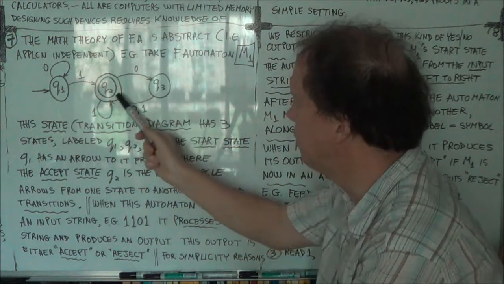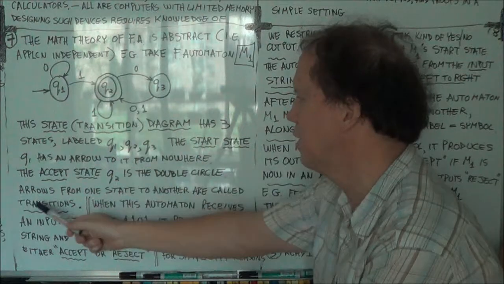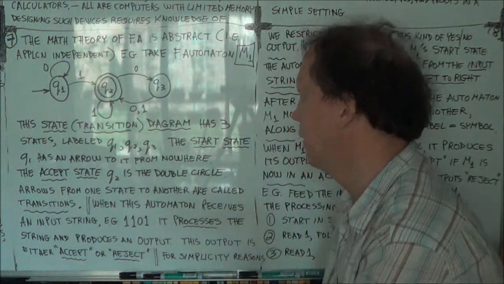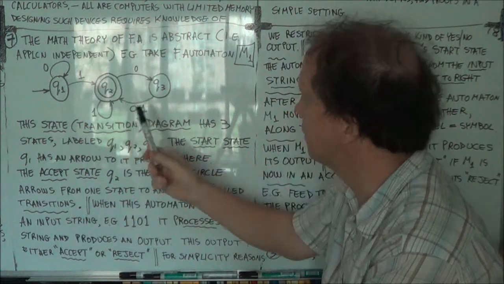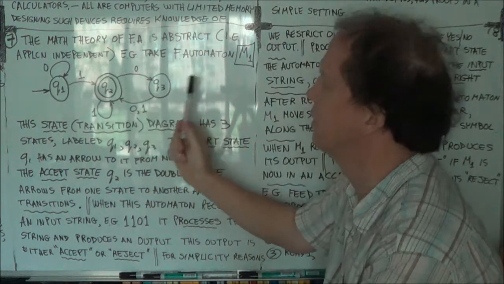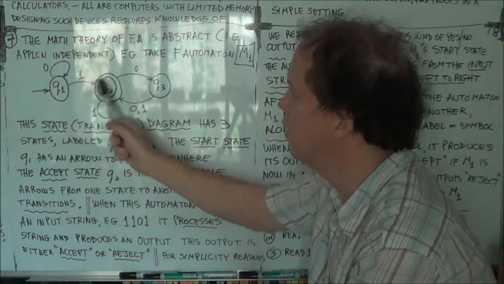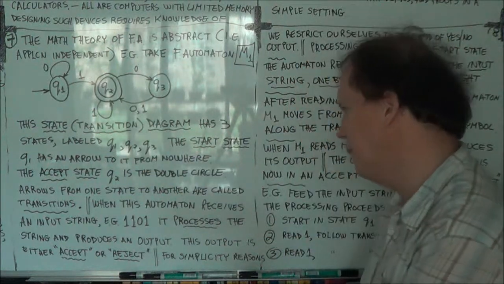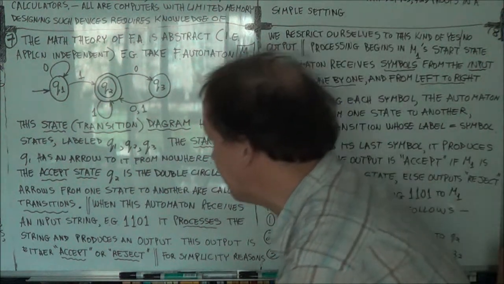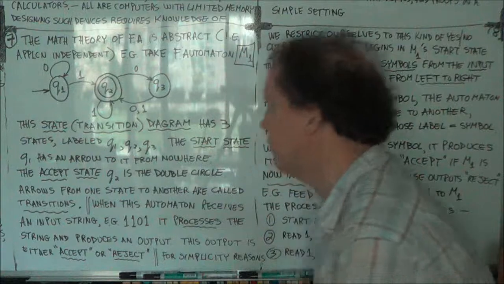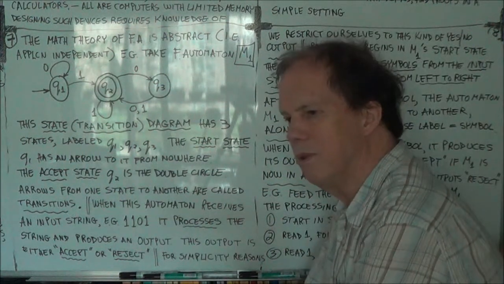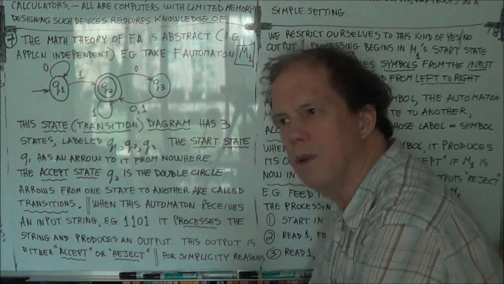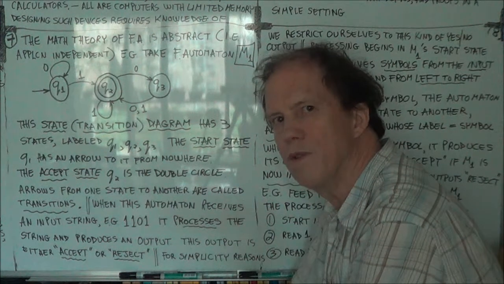Now you know these arrows are called transitions. So we've got nodes and transitions, or states and transitions, or in graph terms, nodes and edges. Okay. Now we start getting more into the use. What are finite automata used for?